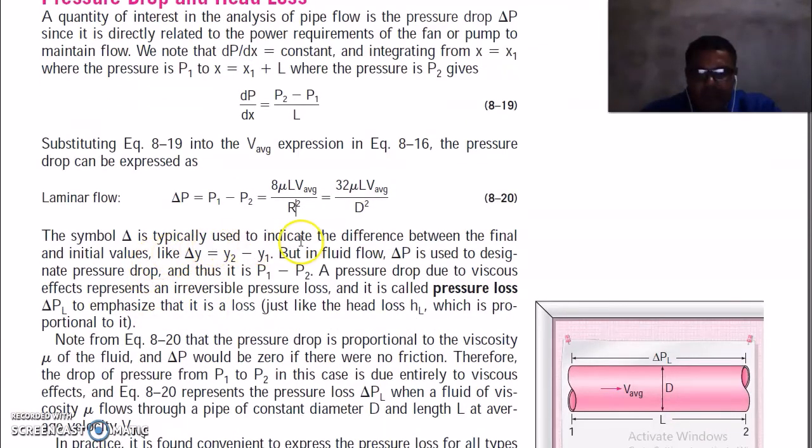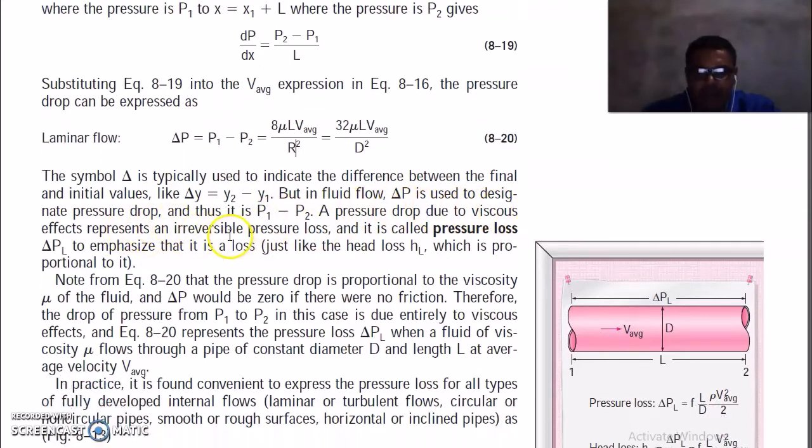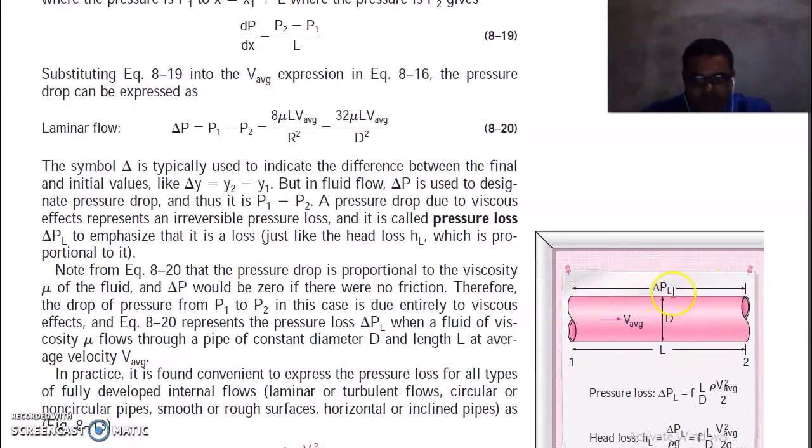The symbol delta is typically used to indicate the difference between final and initial values, like delta y is equal to y2 minus y1. But in fluid flow, delta P is used to designate the pressure drop. Thus it is P1 minus P2. A pressure drop due to viscous effects represents an irreversible pressure loss, and it is called pressure loss, delta P_L. So this is your delta P_L along the length L.